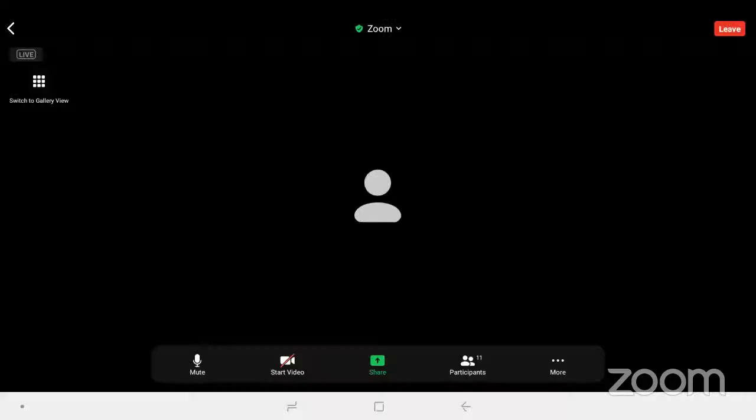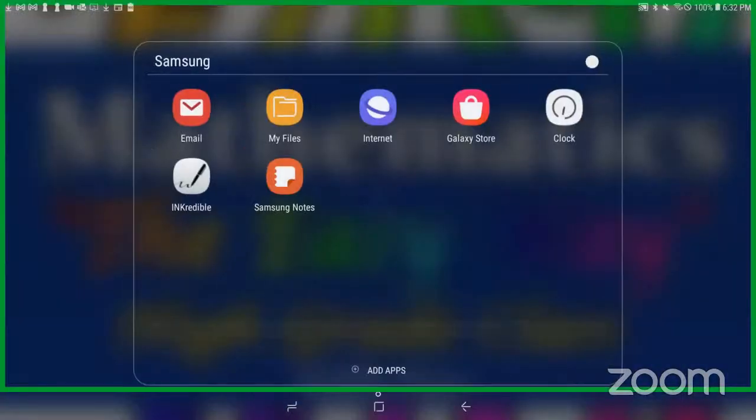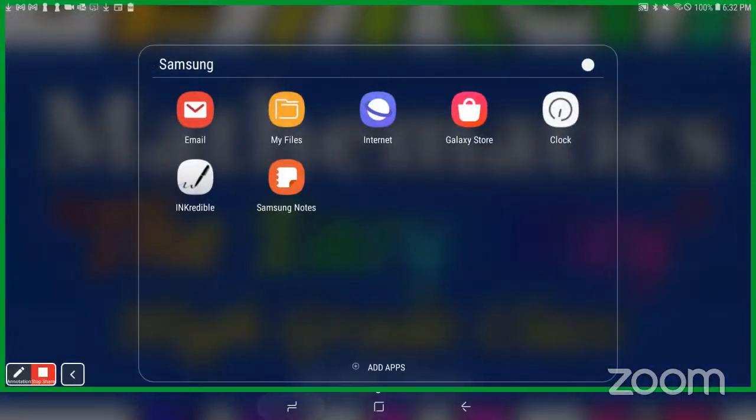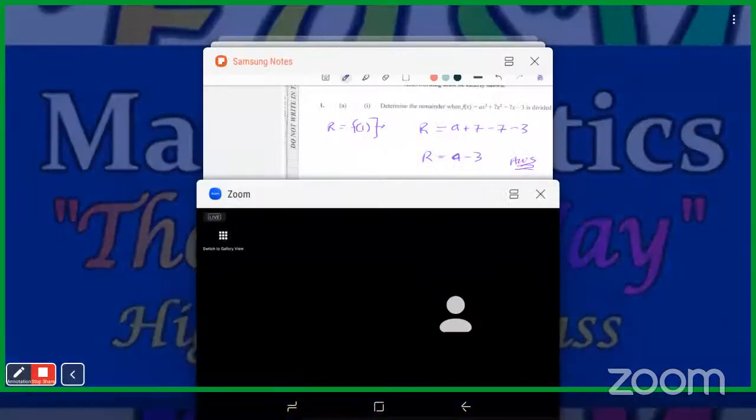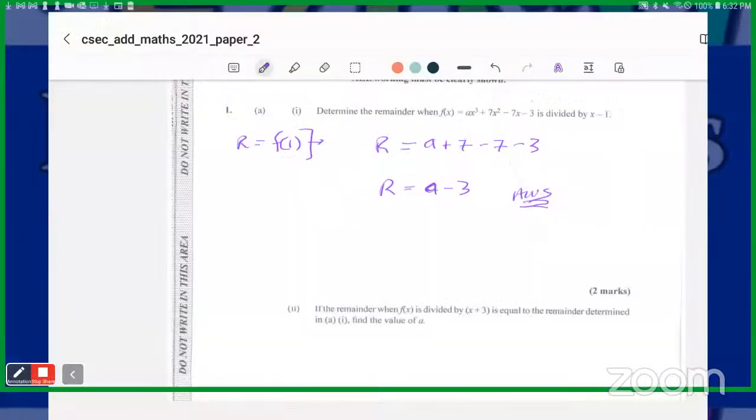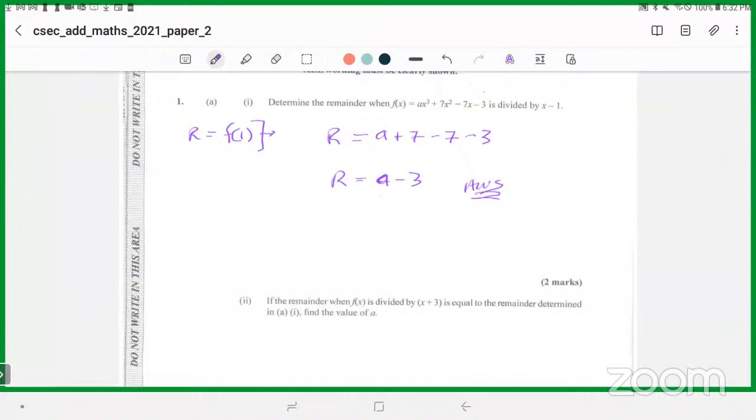Start share again. Everybody back with me? Yes, sir. All right, you know the technology goes sometimes. You have no control over the technology.